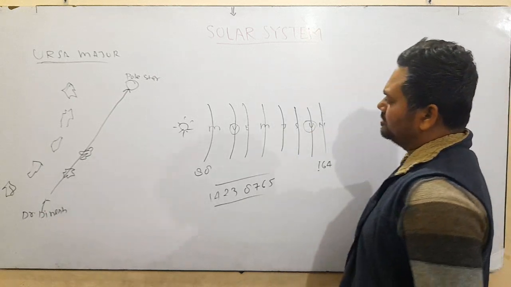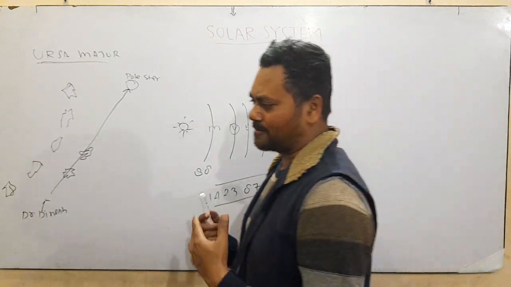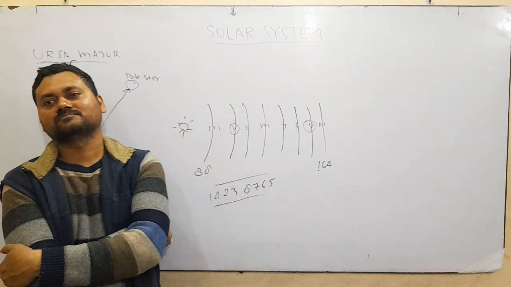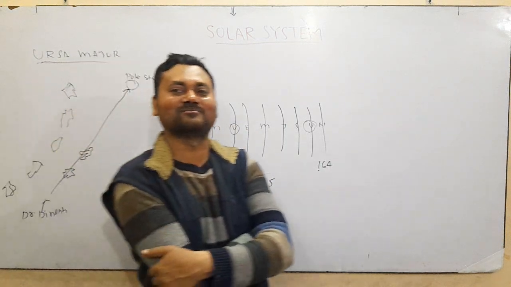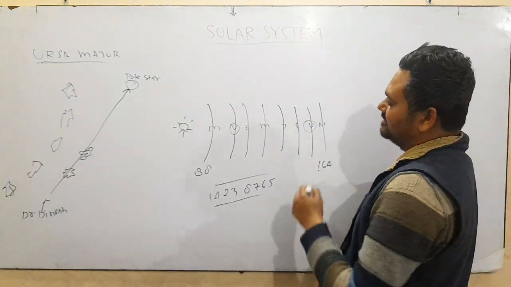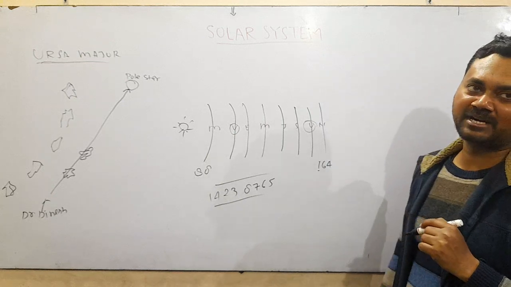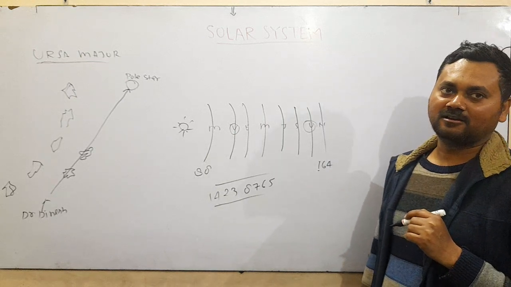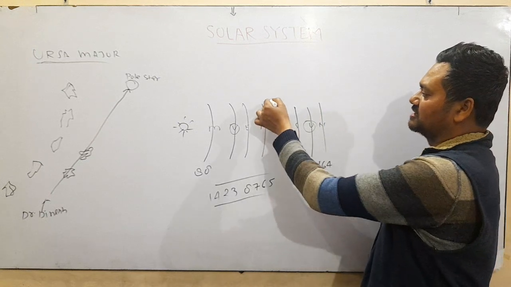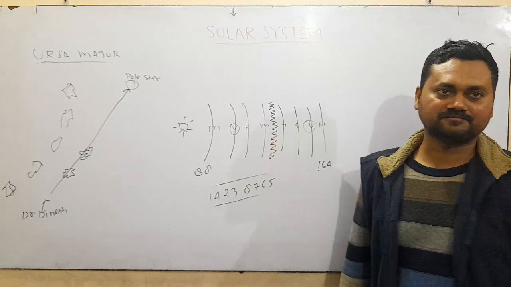All right, so yes, I was discussing why Pluto has not been accepted as a planet. But before that, one more thing let me discuss here, and this is the asteroid belt. Where is the asteroid belt present? Between Mars and Jupiter. So this is Mars and this is Jupiter. In this space, this asteroid belt is present.